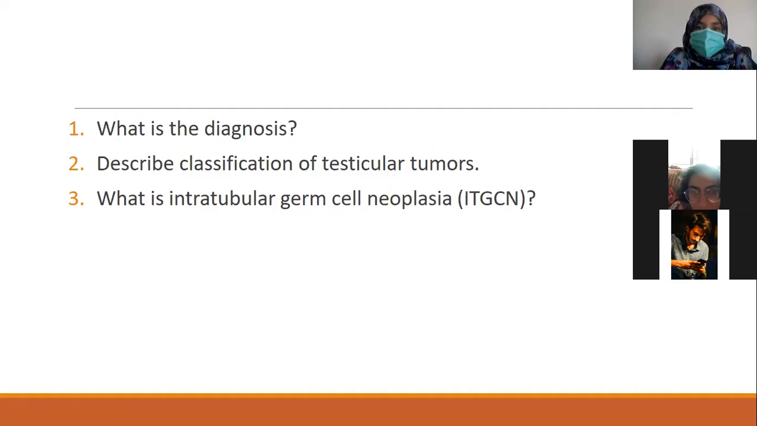I've already described the classification. It's germ cell and non-germ cell testicular tumors. Germ cell testicular tumors have seminomatous and non-seminomatous varieties, and there are further classifications. And sex-cord stromal tumors, or non-germ cell tumors, are further classified into Leydig cell, Sertoli cell, and chorioblastoma.